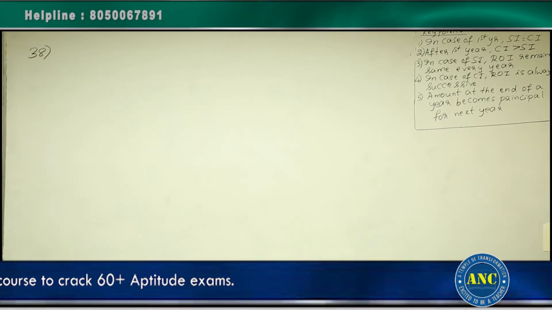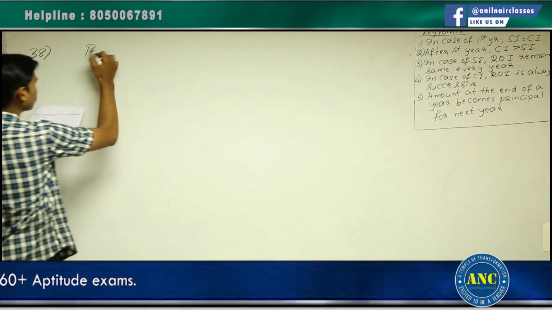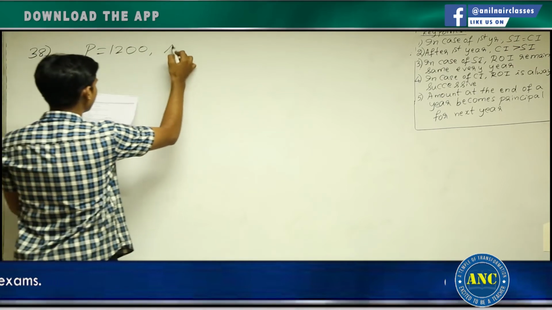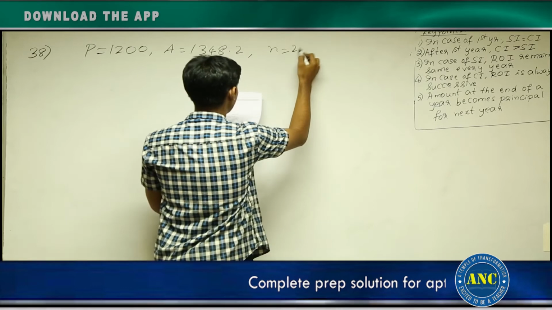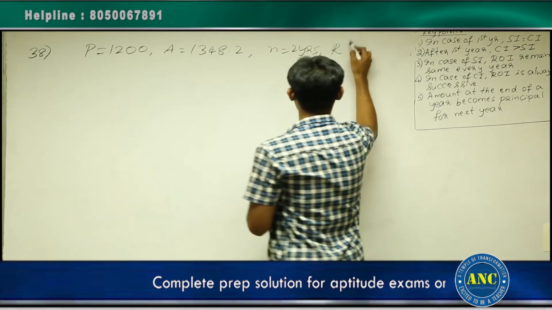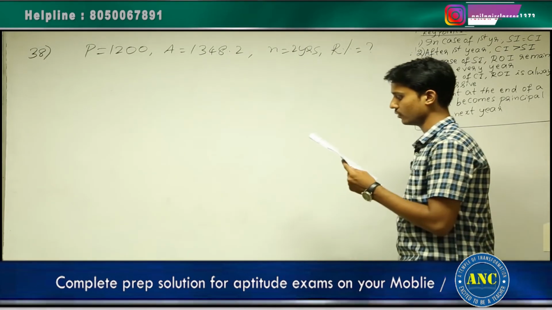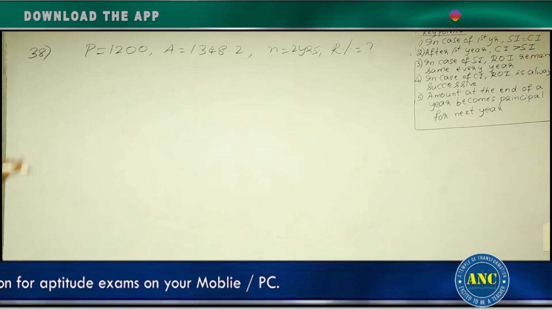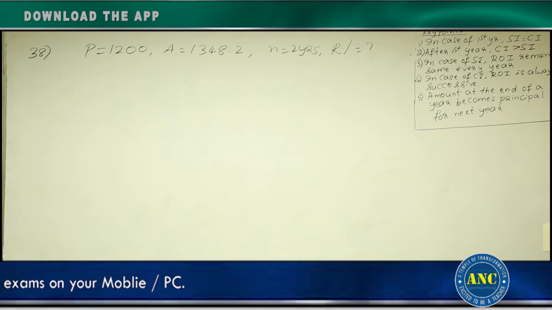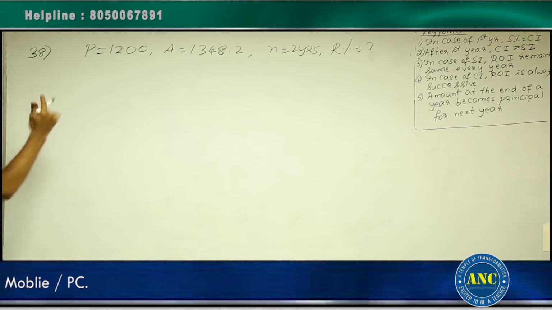If under compound interest, a principal of 1200 amounts to 1348.2 in 2 years, then find the rate of interest. Okay? Find the rate of interest. Please see here. It is a very simple question. All the values are given. You just need to substitute everything and find it out.